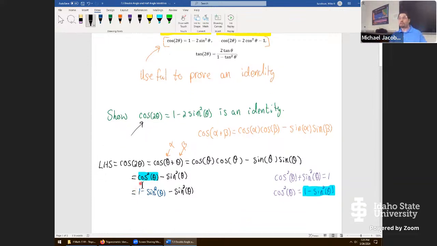Does that step make sense to folks so far? Good news is, it looks like we're about there. Combining our like terms, we have 1 negative sine squared theta minus sine squared theta for an overall negative 2 sine squared theta. And that means that's the right-hand side. We've verified the identity. So that's the right-hand side of 1 minus 2 sine squared theta from over here.